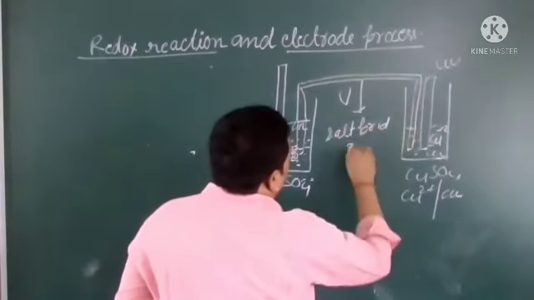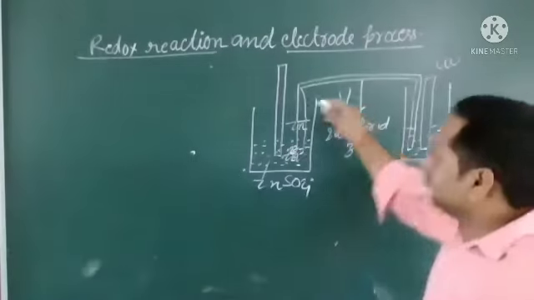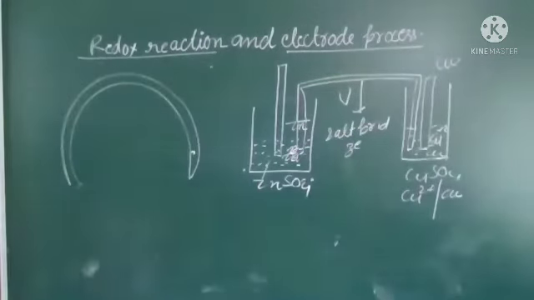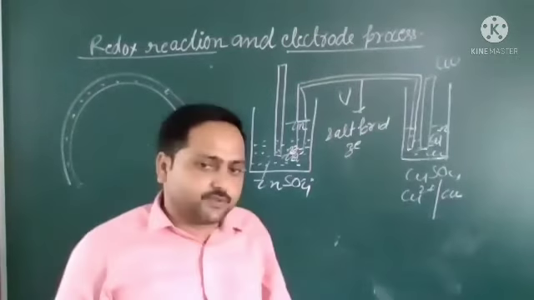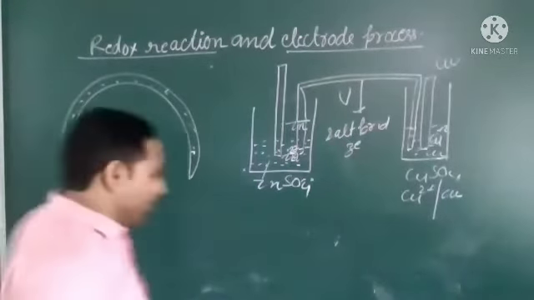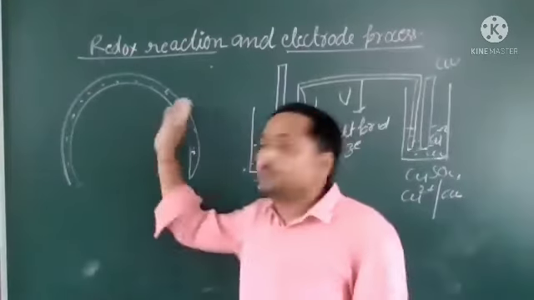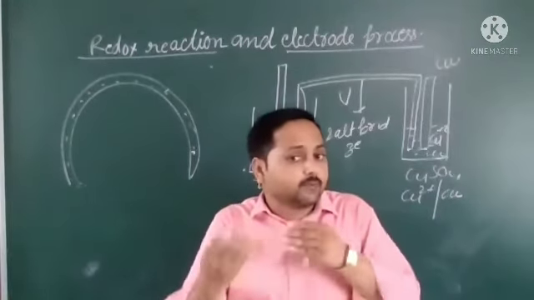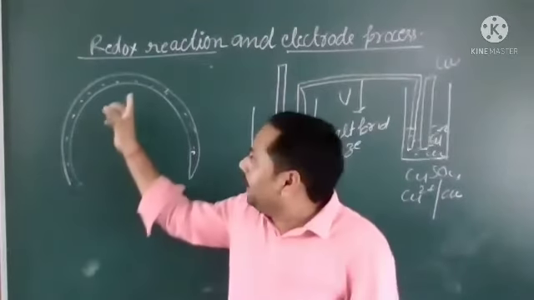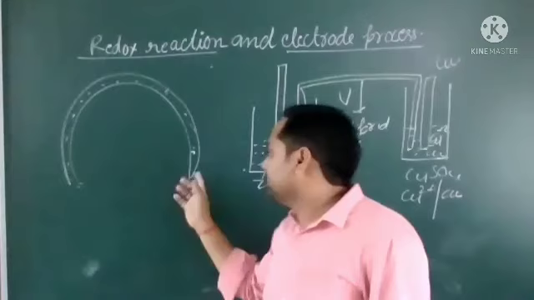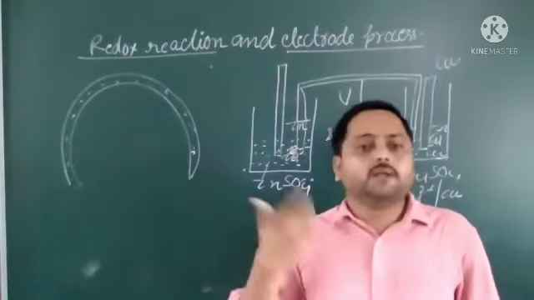This is the salt bridge. First we will see what is filled in this tube and what its function is. Potassium chloride or ammonium nitrate is filled in it. The salt, such as ammonium nitrate or sodium chloride, is boiled and later cooled into a jelly-like substance, and this jelly-like substance is filled in the tube.